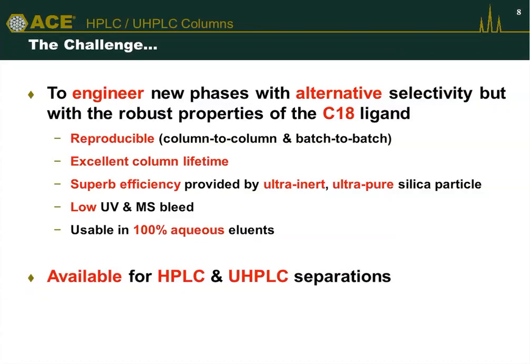And of course, any phases we design, we want them to be available for HPLC and UHPLC particle sizes. Many people now have screening systems set up using the power and speed of UHPLC, but many QC and manufacturing groups still use 3 micron or 5 micron HPLC type separations. So it's important that there's a scalable range of particles available in any particular phases we design.